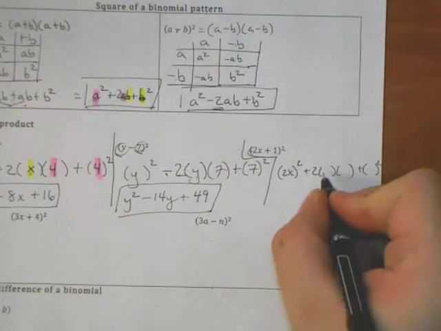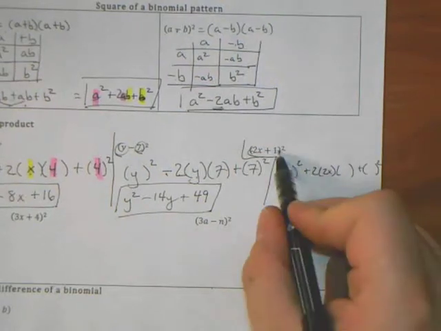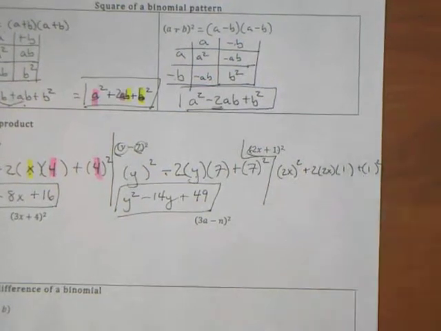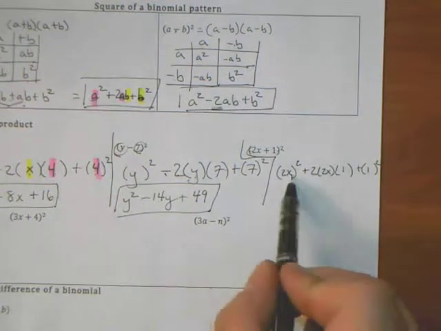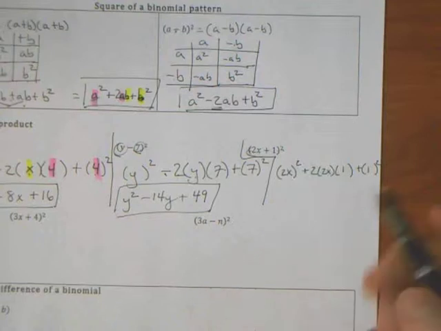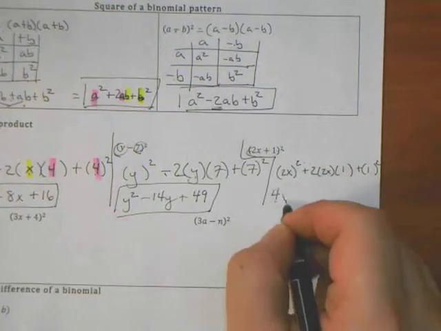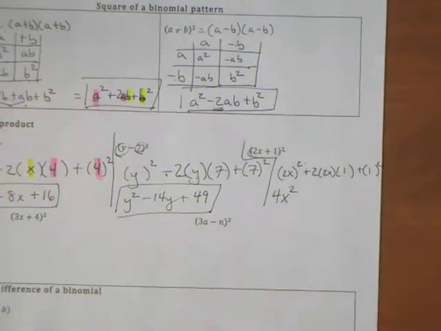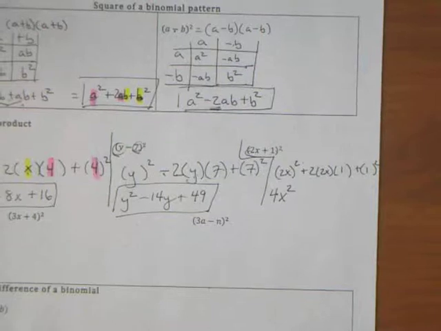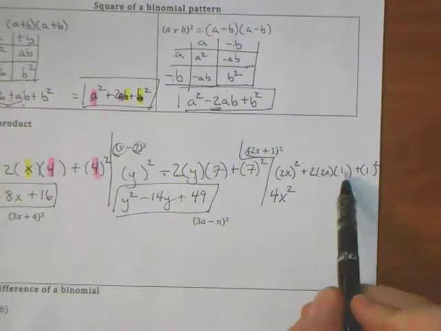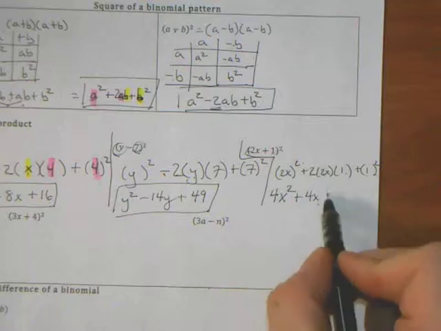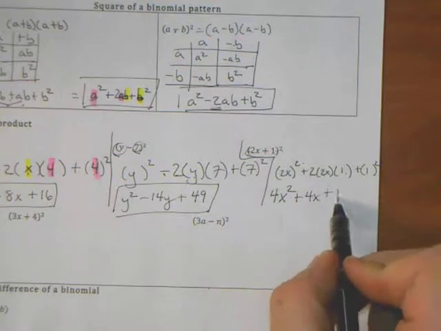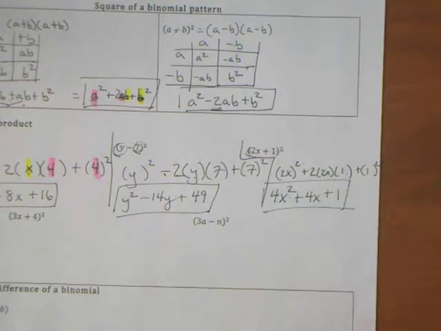The first one's a 2x. The last term's a 1. So simplify them. 2x squared: what's 2x times itself? It's 4x squared. What's 2 times 2x times 1? And what's 1 squared? 1.